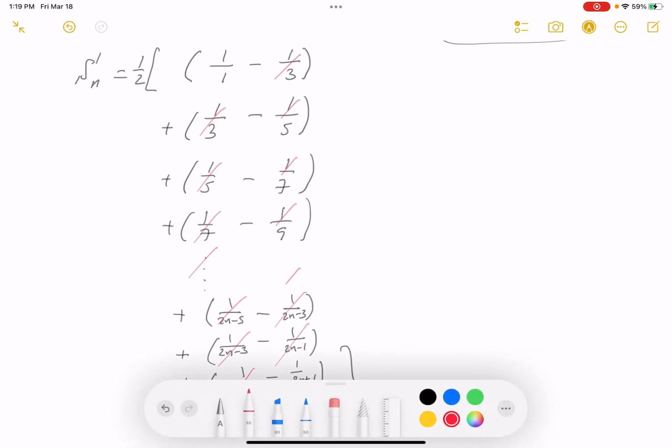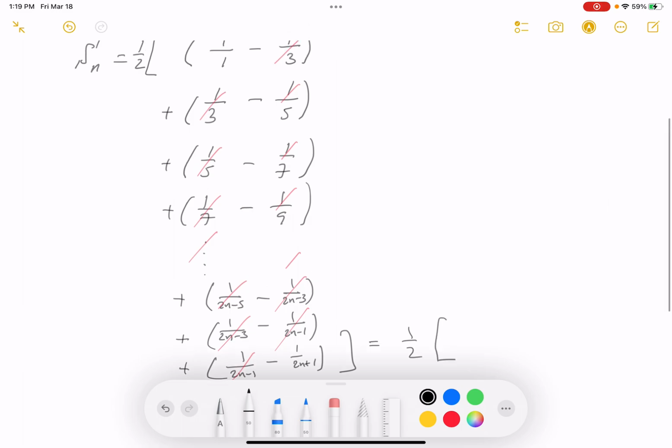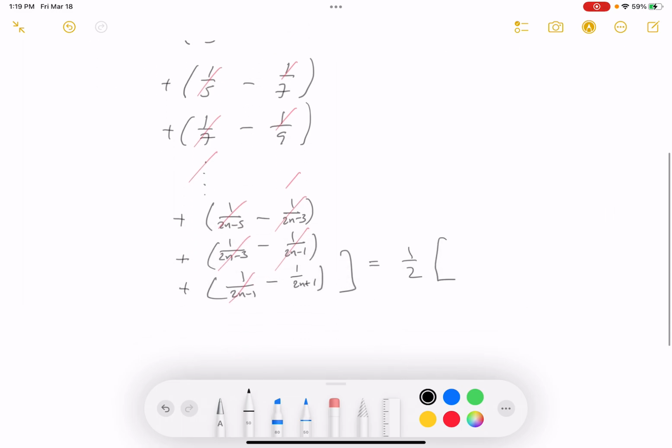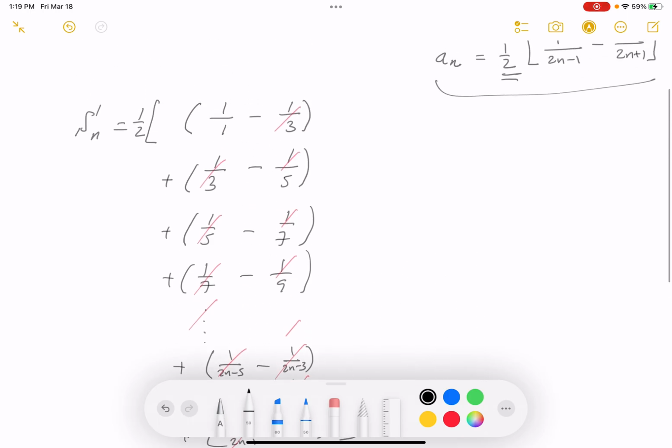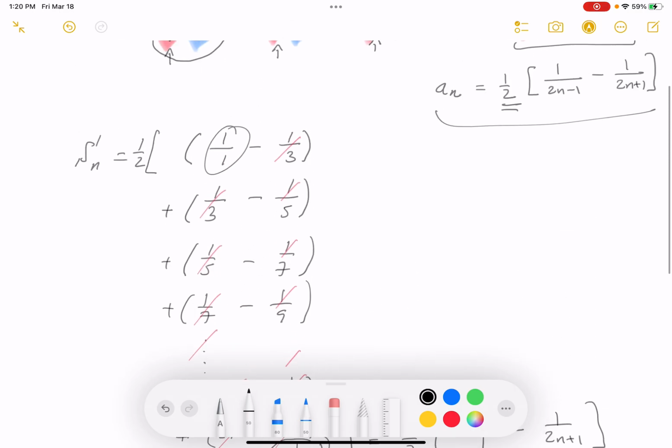All right, so what are you left off with? Let's write this down now. This can be equal to 1/2. You get 1 over 1. That's here. Minus this thing. It's the only thing that's left. A lot of things have disappeared, right? All right, and this is Sn. What does Sn stand for? The nth partial sum.